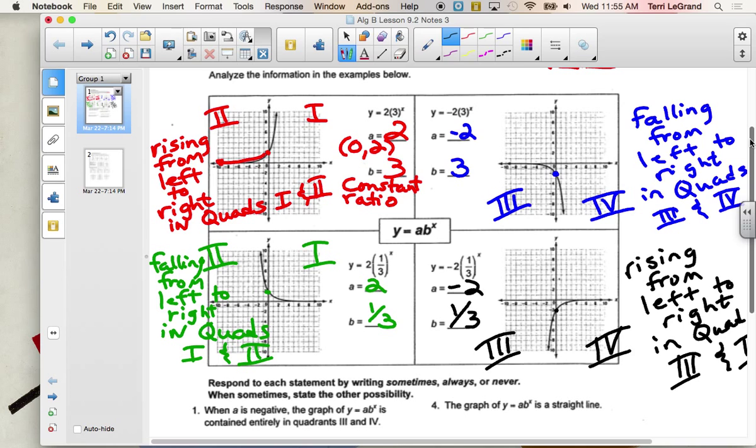A positive A value, a positive B value. Is it rising from left to right? Is it only up in quadrants 1 and 2? A zoom 6 should have given you a good graph. I'm going to come by and see your graphs, and then you will swap.